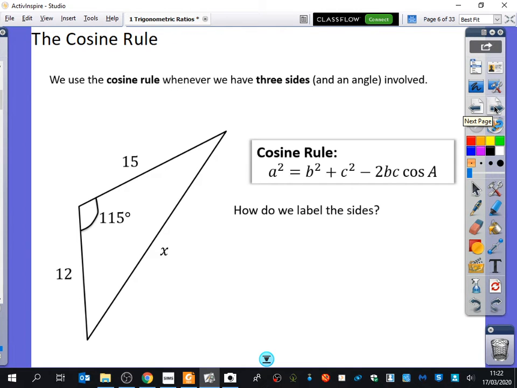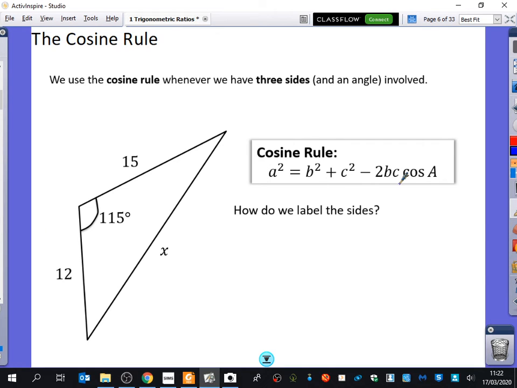Now you do need to know the cosine rule. You needed to know it at GCSE, but you also need to know it at A level as well. It won't be provided in any kind of formula book that we have here. So we use the cosine rule whenever we have three sides and an angle that are involved. Does anybody remember this formula from GCSE for a start? Do you know this formula off by heart? Yeah? And do you know how the sides get labelled? Can you remind me of how the sides get labelled?